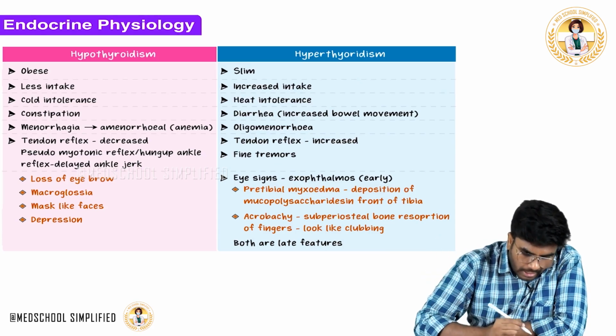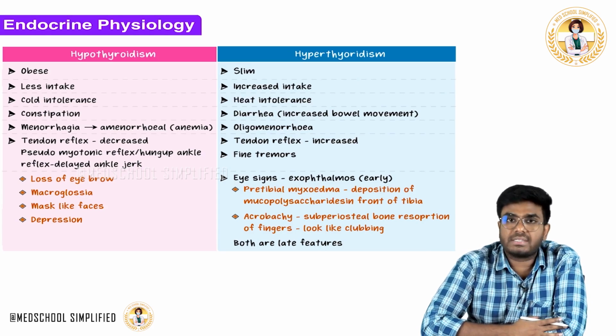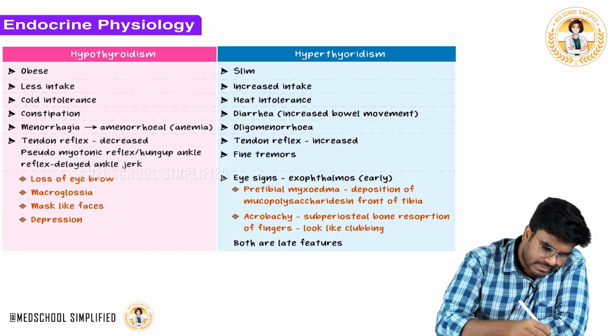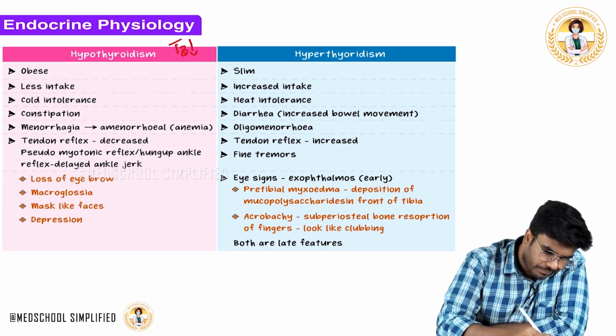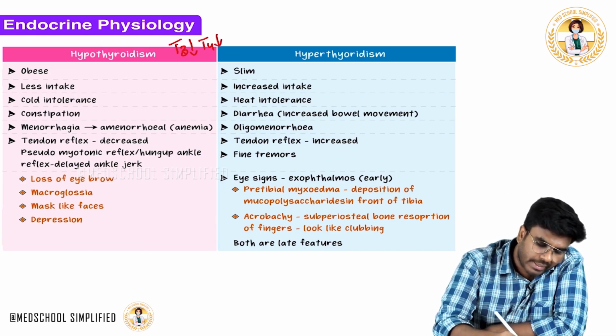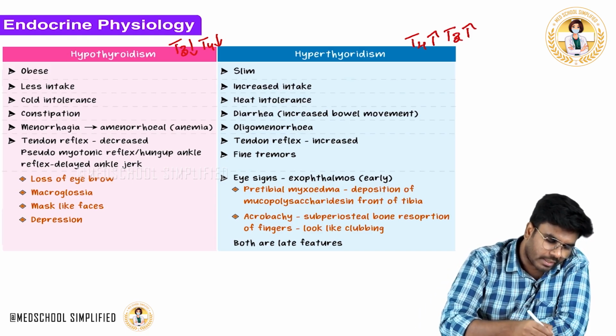Done. Now, in this slide, let's discuss the differences between hypothyroidism and hyperthyroidism. Hypothyroidism means T3 is going down and T4 is going down. And in hyperthyroidism, T3 levels are more and T4 levels are more. Now, first let's start with hypothyroidism.